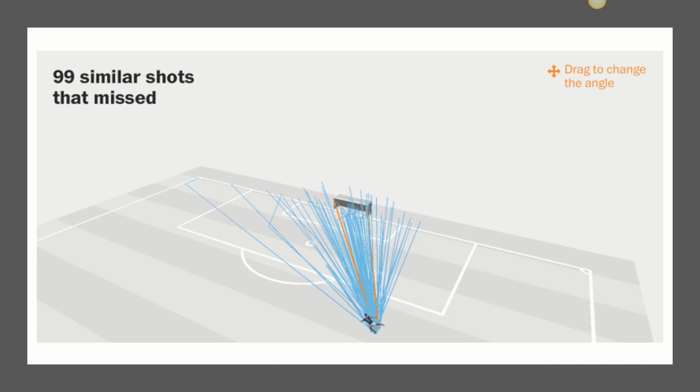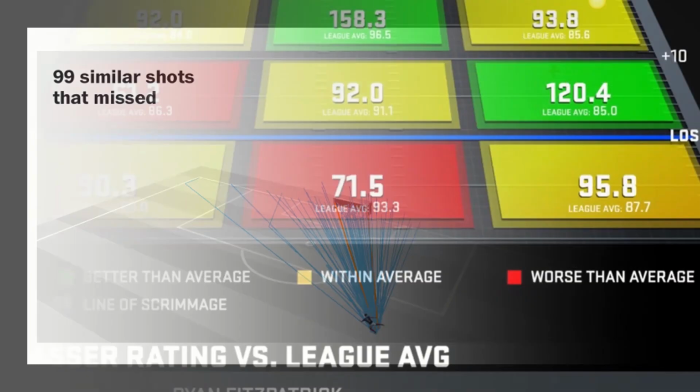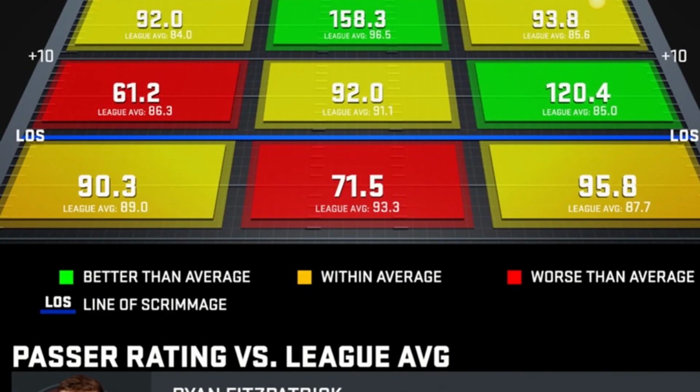This visualization is more of an infographic. It is titled, "Expected versus Actual Goals in the World Cup." A shot was made in a recent World Cup, and this visual shows how rare it is to make this particular shot. All the similar shots that were missed are represented by the blue lines.